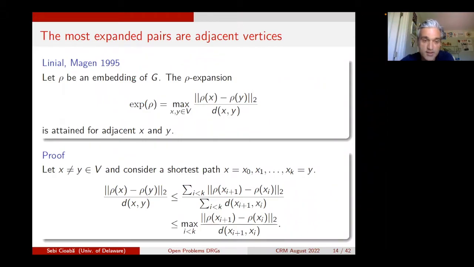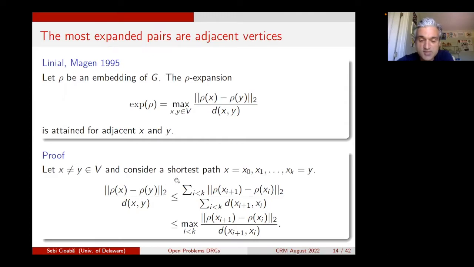And this was done by Linial and Magen, who showed that for a general embedding of a graph, the maximum of this ratio between the length of rho of x minus rho of y divided by the distance between x and y in the graph, this expansion of rho, must be attained for adjacent vertices x and y, which you think, okay, kind of numerology, you have here a ratio. If I make the denominator as small as possible, maybe I get lucky.